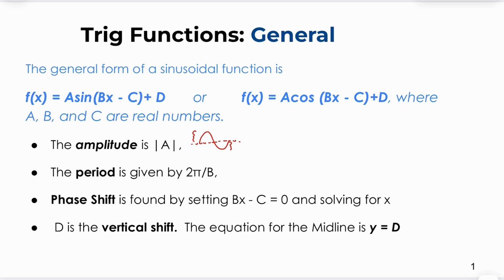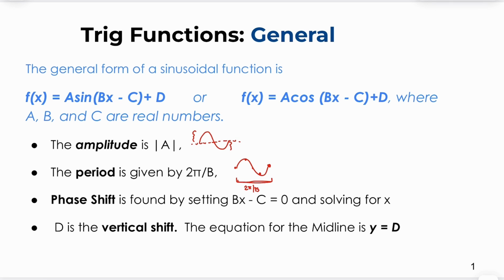The period is given by 2 pi over b, and remember the period is kind of how long it takes, the distance for one cycle. So this distance right here is going to be 2 pi over b. That's going to be something we see a lot, is these 5 points. And we'll see that on the next page.